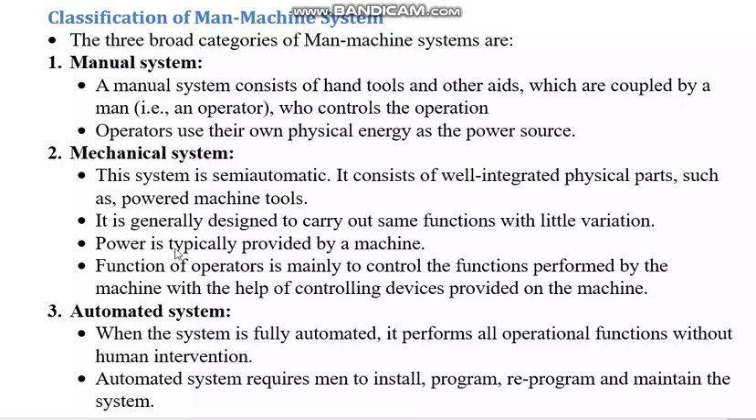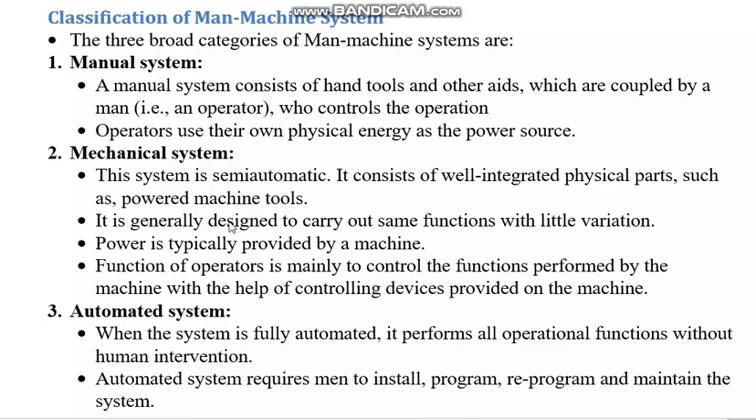Then the second system is the mechanical system. A mechanical system is, you can say, semi-automatic. Partly man's intervention is needed, and partly it will work by itself for some time. It consists of well-integrated physical parts such as powered machine tools.